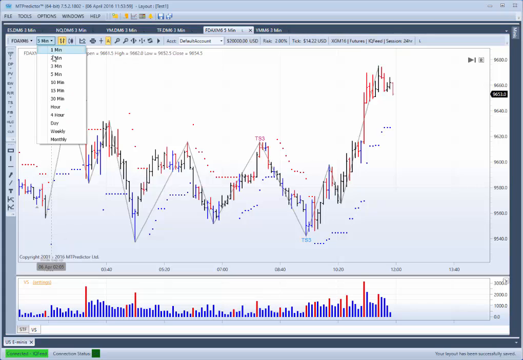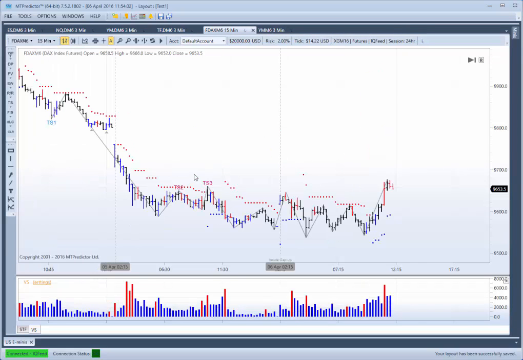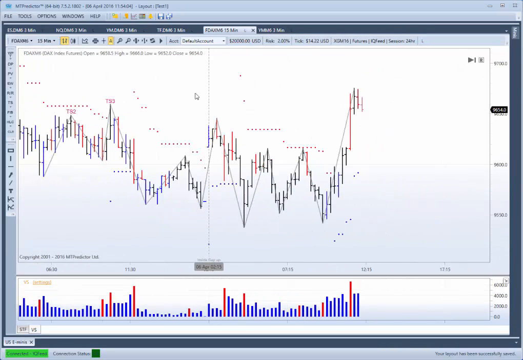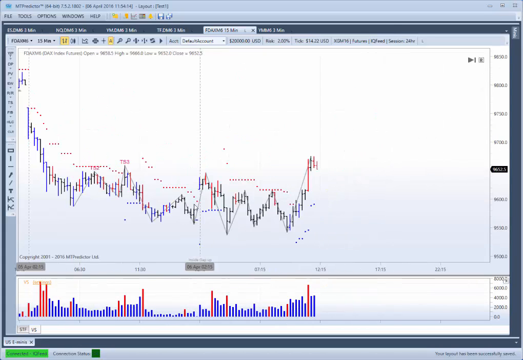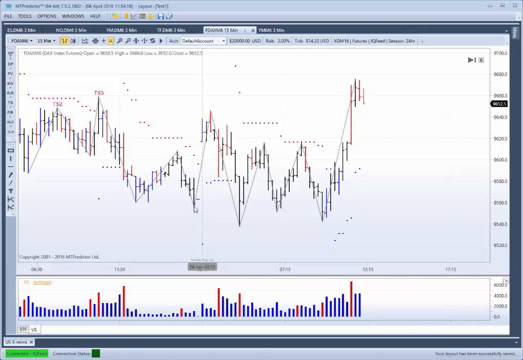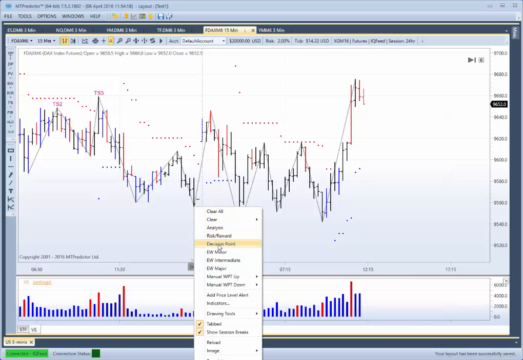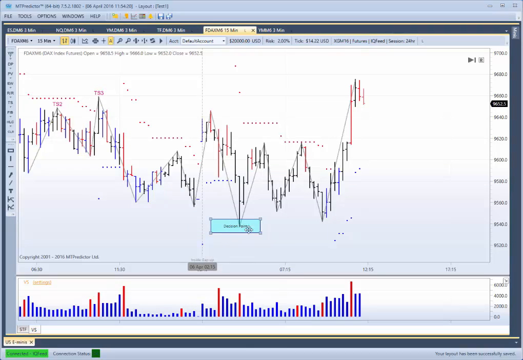So let's go out to the 15-minute chart. Remember, we're looking for time frames between 3 and 5 time frames higher. So what do we do? Well, we go back to look at prior swing highs and lows. So there's an obvious swing low here at the low of the day, the previous day. So if I right mouse click here, do decision point, this would have given you an area of support.